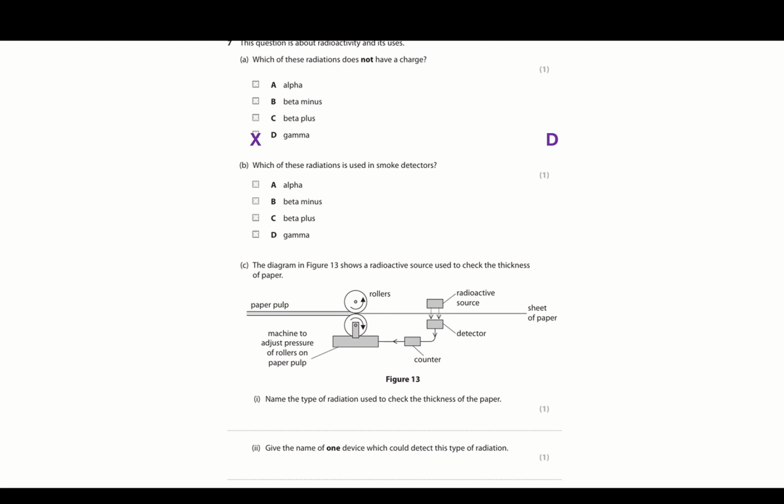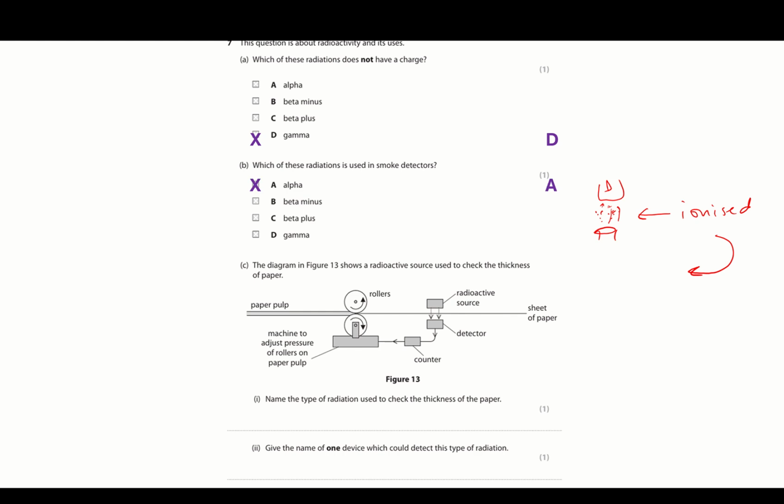Which of these radiations is used in smoke detectors? So we know we'll have a little source of radiation. We have a detector, a couple of centimeters. And what this does is when there's no smoke, the air gets ionized and therefore there is a current. If the smoke gets in the way, there's less ionization and this triggers the smoke alarm. But the crucial part is you know that it is an alpha source. We've got a small gap. We want something that is a poor penetrator. So it's going to be alpha.